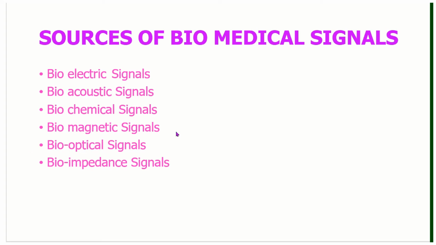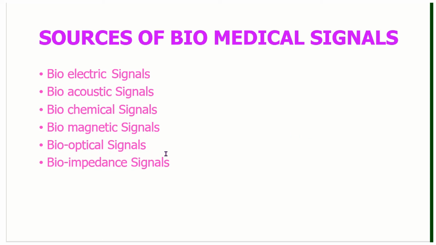Biomagnetic signals. Some parts of the body, for example the brain, are able to produce a small amount of magnetic signals. These magnetic signals could be analyzed and compared with the reference signal to make a diagnosis of the functioning of those parts.